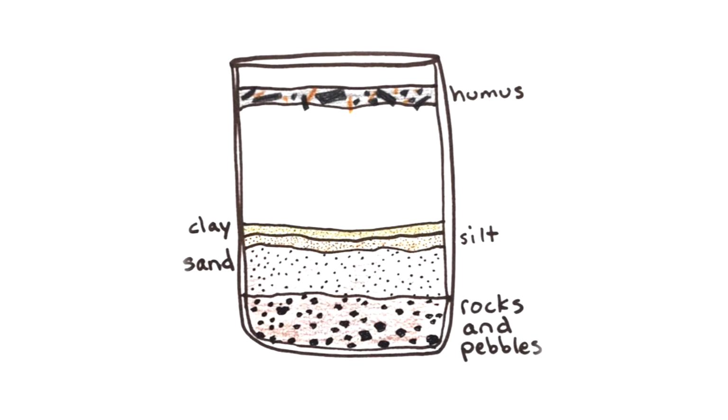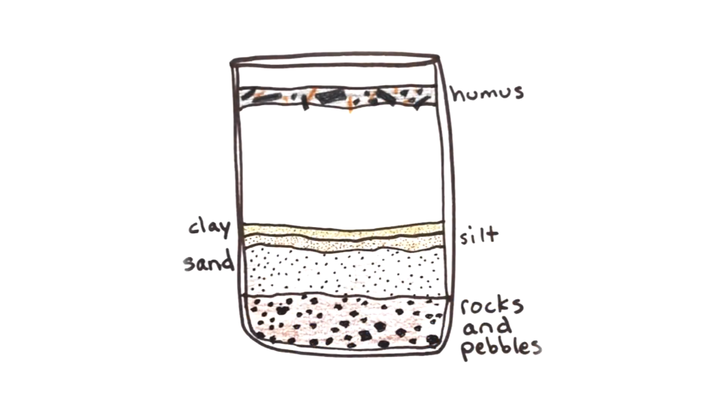Why do your students think silt is next? Silt is a medium-sized grain and settles after the sand. Above that is the clay. Ask why the clay is above the silt. Clay is made of tiny grains and takes a long time to settle out of the water.